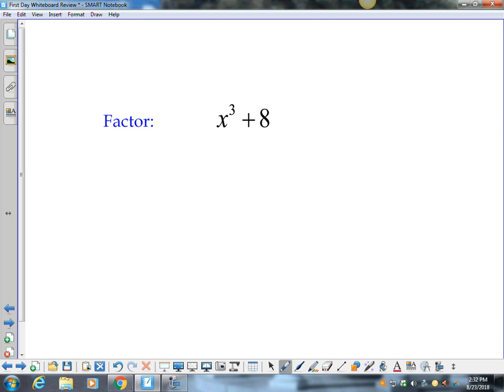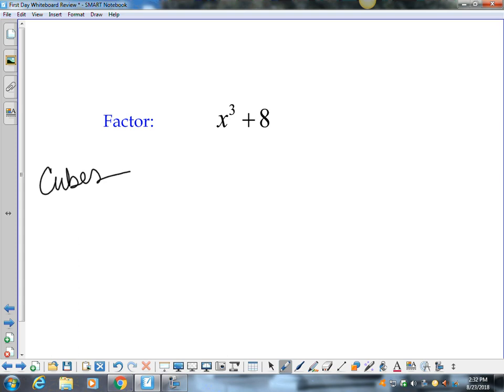Okay, this one obviously does not have a GCF. It is 2 terms, so you could be tempted to do squares, but 8 is not a square, and your power is not even, and it's not a minus sign. So in no way, shape, or form is this a difference of 2 squares. This is cubes.